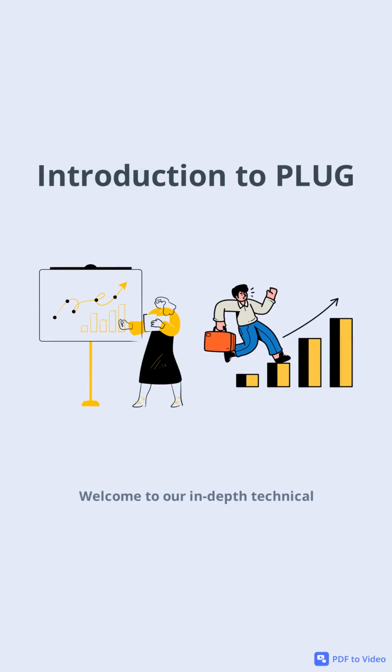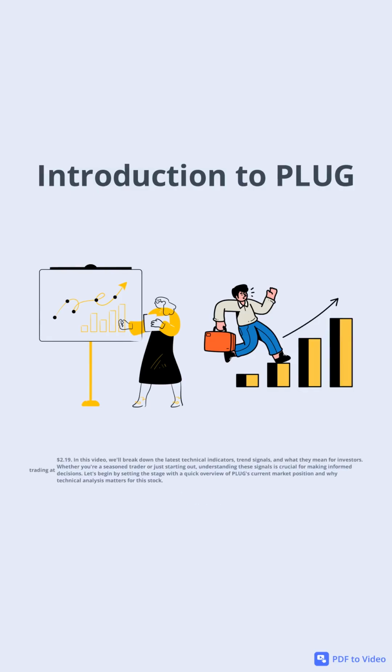Welcome to our in-depth technical analysis of PlugPower Inc., ticker symbol PLUG. As of December 19, 2025, PLUG is trading at $2.19. In this video, we'll break down the latest technical indicators, trend signals, and what they mean for investors. Whether you're a seasoned trader or just starting out, understanding these signals is crucial for making informed decisions.